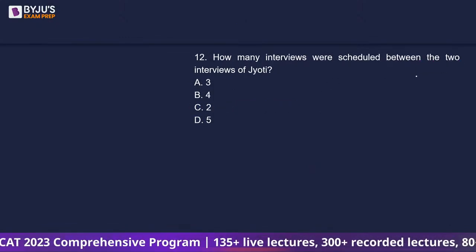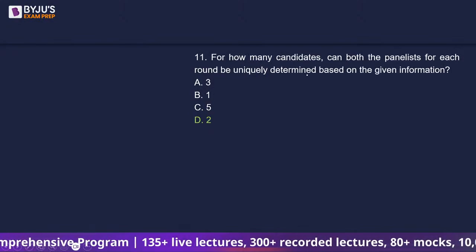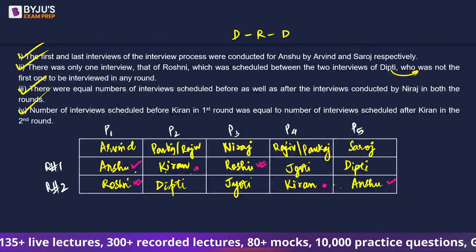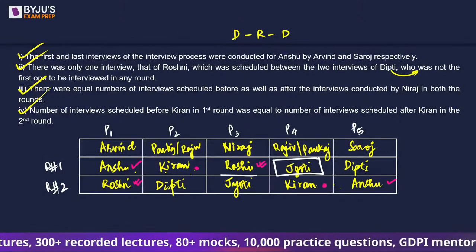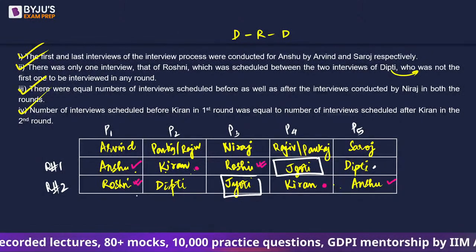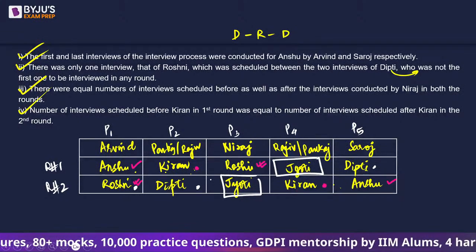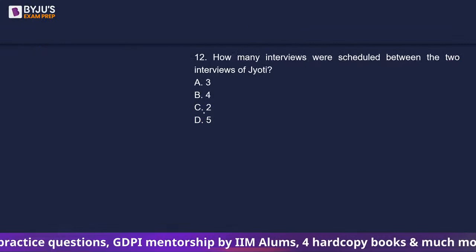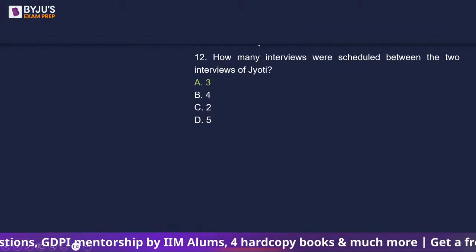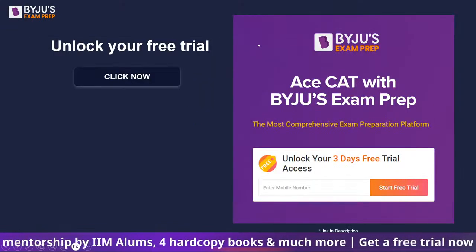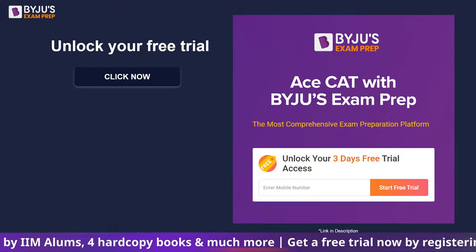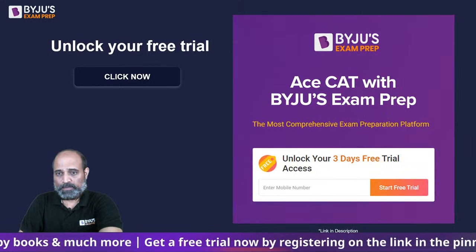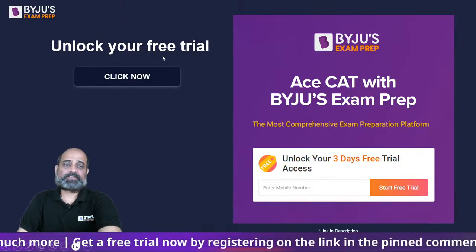Next, how many interviews were scheduled between the two interviews of Jyoti? So Jyoti ke do interviews, one interview was here and another interview was here. There was 1, 2 and 3. 3 interviews happened between the two interviews of Jyoti. So 3 is going to be option A. So option A, right? So both the sets, they looked pretty decent, not the difficult ones, right?